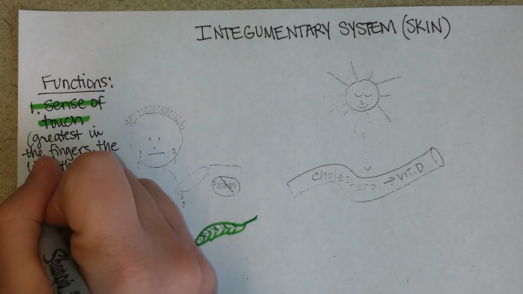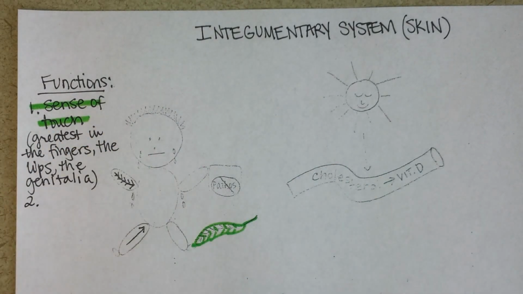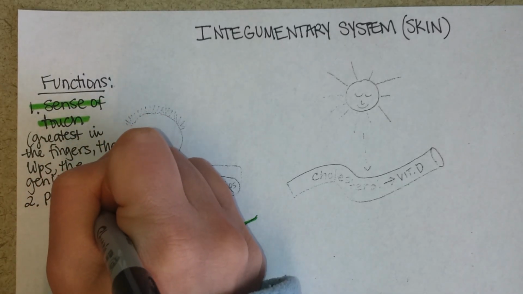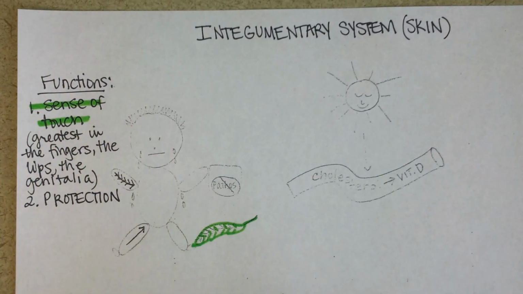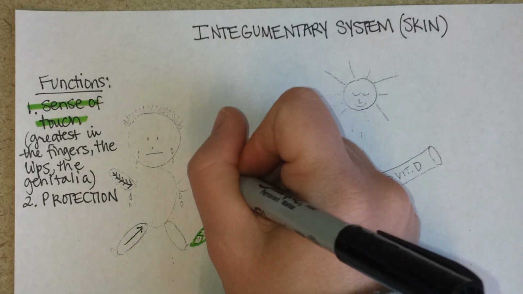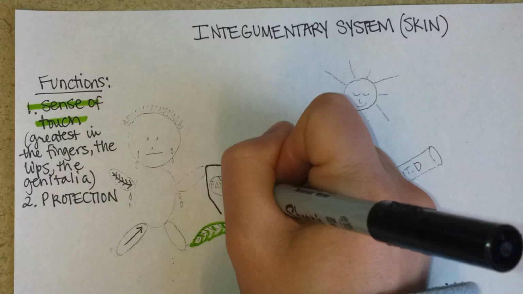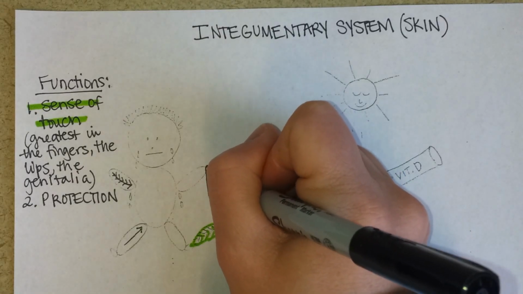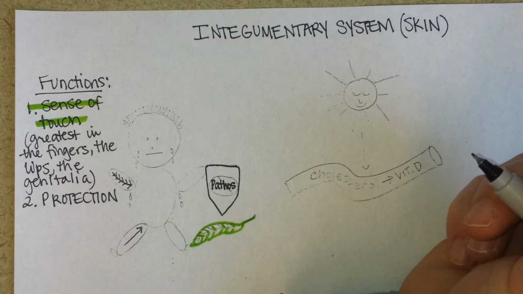A second function of the integumentary system is protection. Over here, I'm going to have to outline this. This is a shield I drew on here. I know it didn't show up very well on your paper. And what it says on the shield is pathos. Pathos means disease.